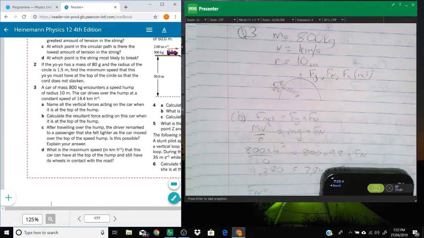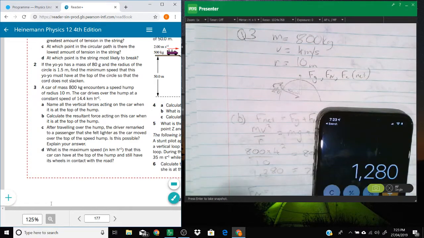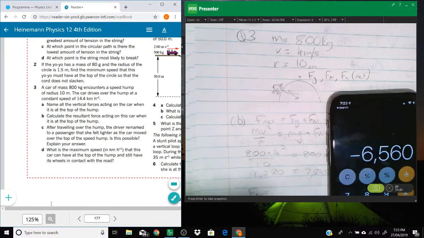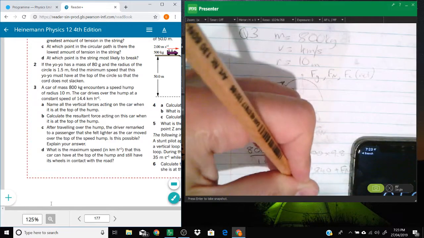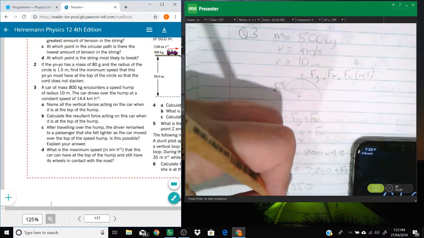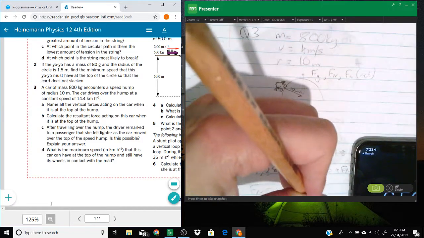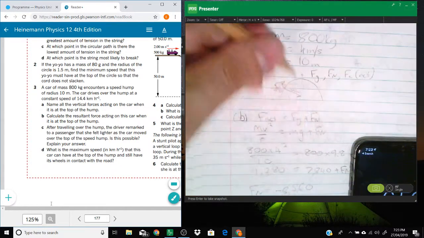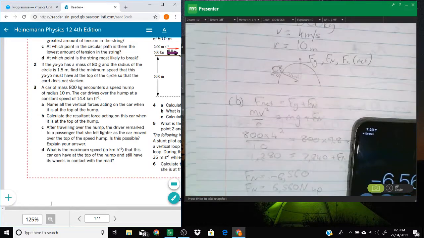So subtracting that across, I'm actually going to do that here. Subtract 7,840. Okay, negative 6,560. So I'm going to just write that as positive 6,560 newtons, and the negative is the context of the direction, which is up. Okay, there you go. So there's the final answer.